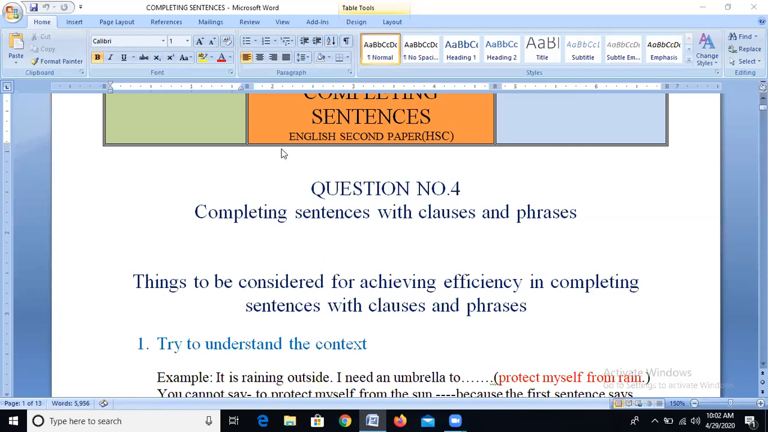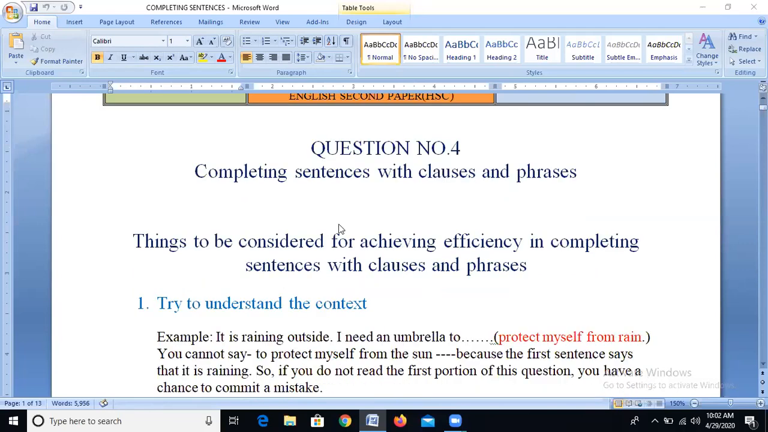The part of a sentence. Clause is a part of a sentence which has only one subject and one finite verb. And you know, phrase is also a group of words, but it does not have a subject and a verb.